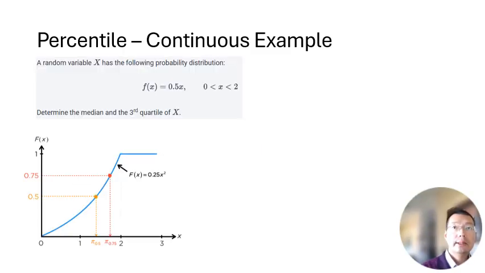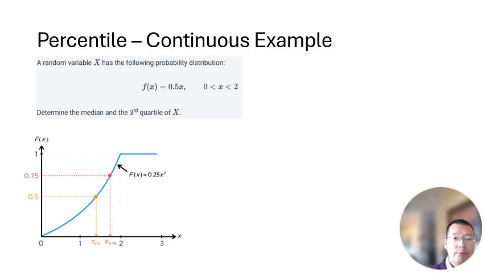Okay, now let's look at this example. This example is about a continuous random variable, and let's read the question first. A random variable x has the following probability distribution. Small fx is equal to 0.5x, where x is in the interval of 0 to 2. Determine the median and the third quartile of x. So we know the median is just the 50th percentile of x, and the third quartile is the 75th percentile.